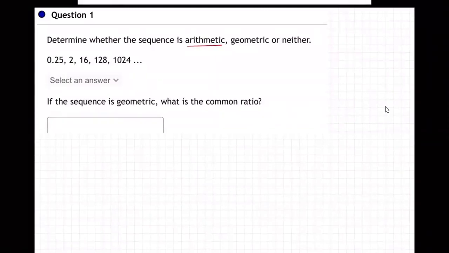So again, arithmetic adds or subtracts the same number from term to term. And geometric multiplies or divides the same number from term to term. So what's happening with this sequence? Well, let's just try it out.